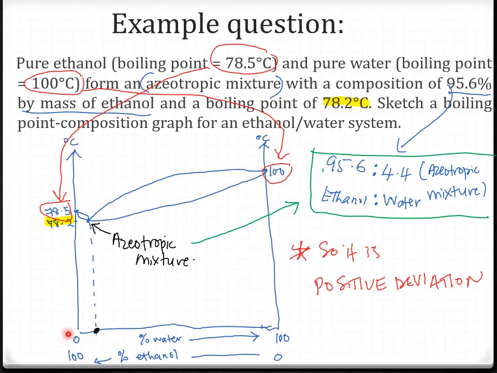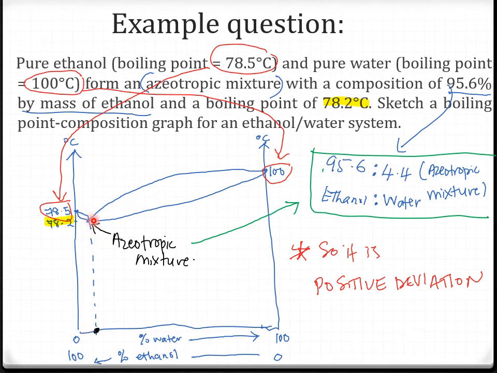So label the axes. Okay, so the y-axis is temperature, which is in degrees Celsius, and the x-axis will be composition. So we know that the boiling point of pure ethanol is 78.5 degrees Celsius, and the boiling point of pure water is 100 degrees Celsius. So this is 100% water, and here will be 100% ethanol.